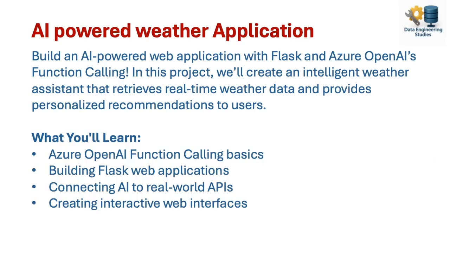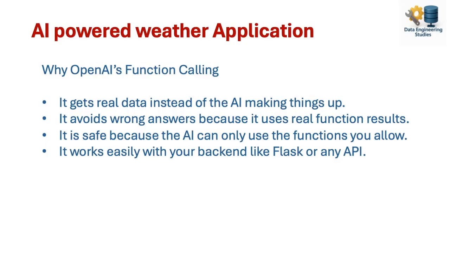Before jumping into the code, let's first understand why function calling really matters. It gets the real data instead of AI making things up. Here is the problem with traditional AI. If you ask AI what is the current weather in Paris right now, AI doesn't actually know. It might guess and make up an answer based on patterns it learned during training. It is called hallucination. With function calling, AI calls the actual weather API, gets the real temperature, humidity and conditions happening right now, and then gives you accurate information.